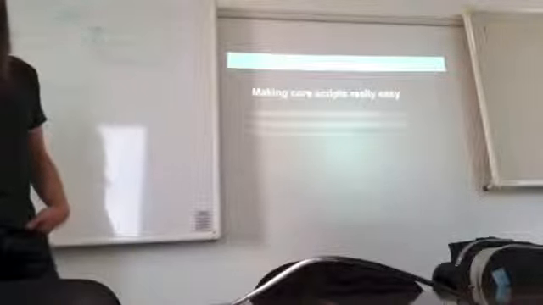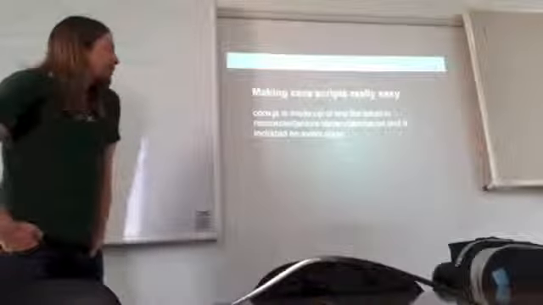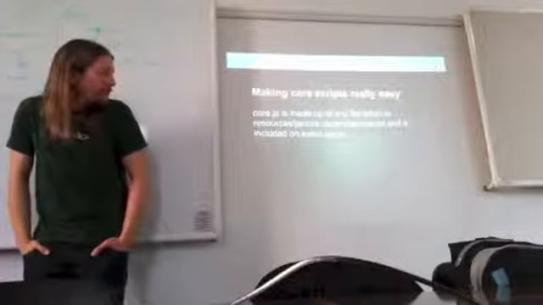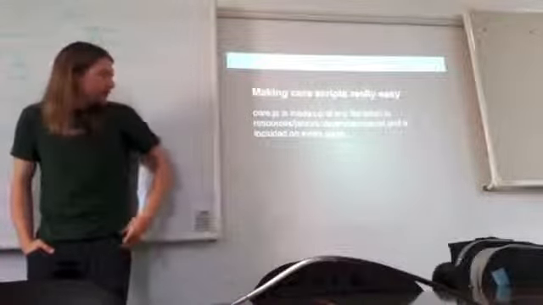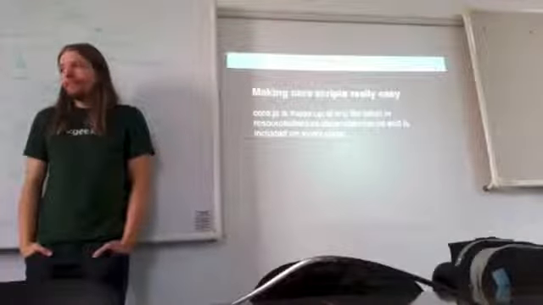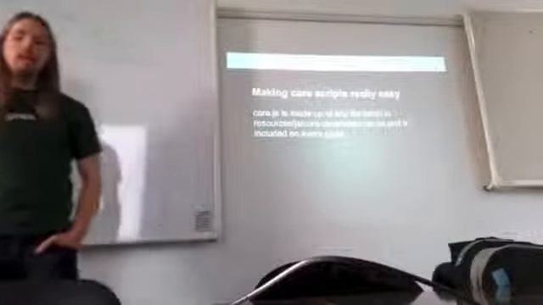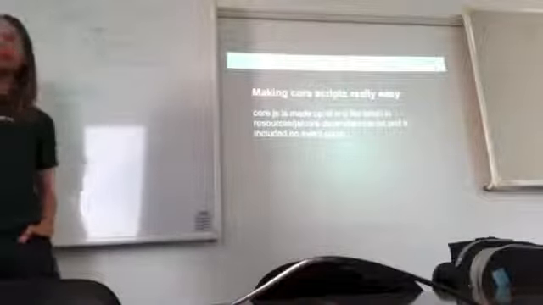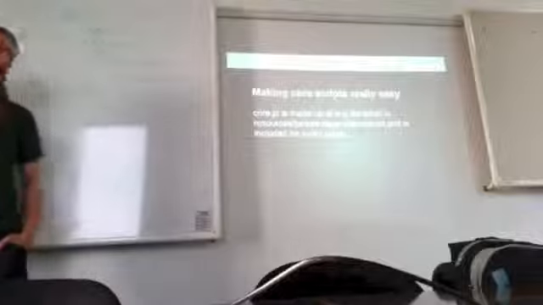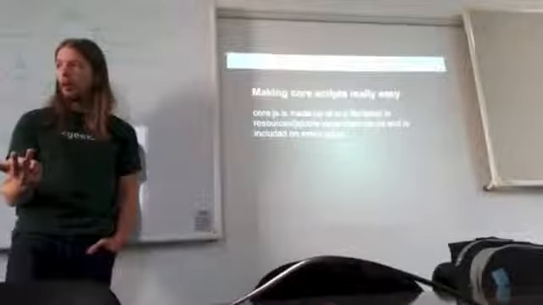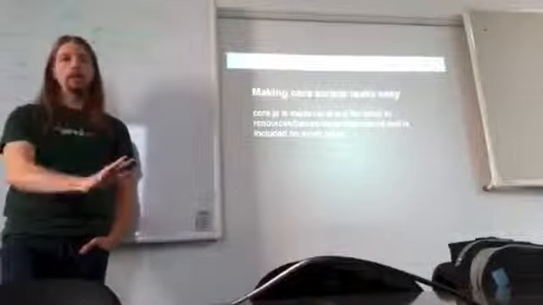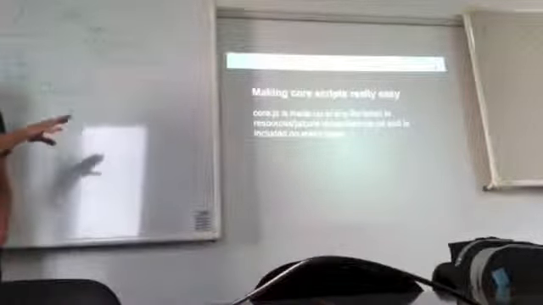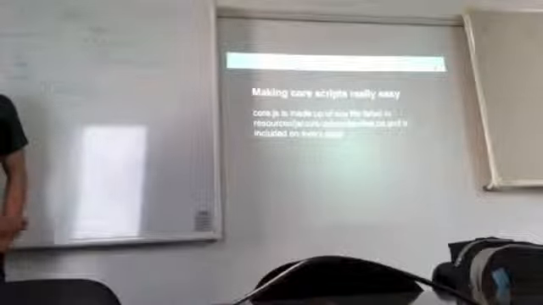Core scripts. Did you know in our code base now, core.js is made up of any file listed in that text file, and it's included on every page. This means if we decide that underscore should be a dependency for all of our JavaScript, we can download underscore, we can commit it to our repository, and we can add a line to core dependencies.txt, and in the next front-end release, we'll have underscore on every page. That was tricky before, and now I believe it's really simple.